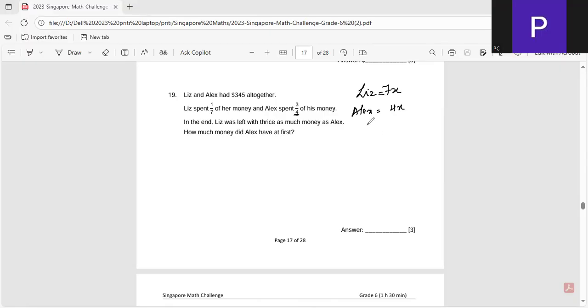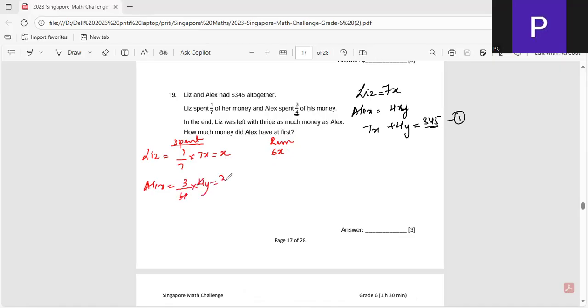So the first equation that we have is 7x plus 4y is $345. Then Liz spent 1/7 of her money. So Liz had 7x and she spent 1/7 of 7x. So she spent x. So how much was remaining? 6x. And Alex spent 3/4 of 4y, which is 3y.